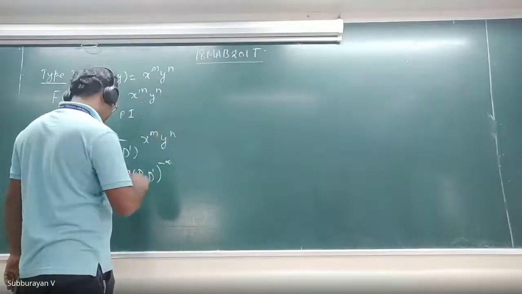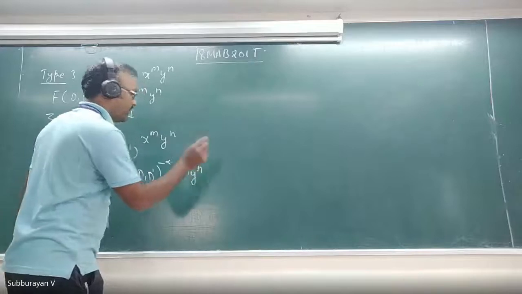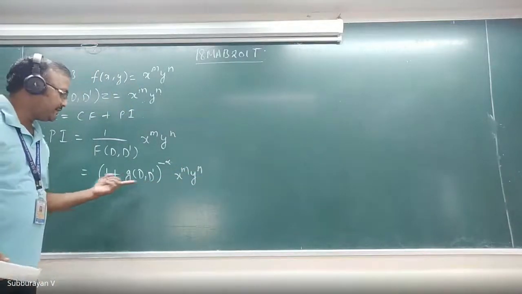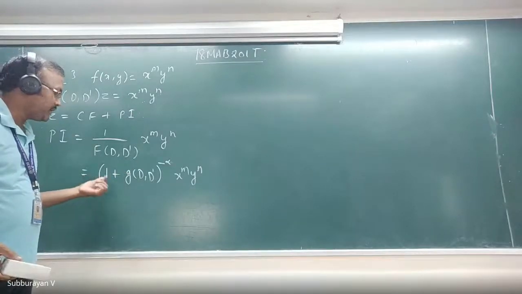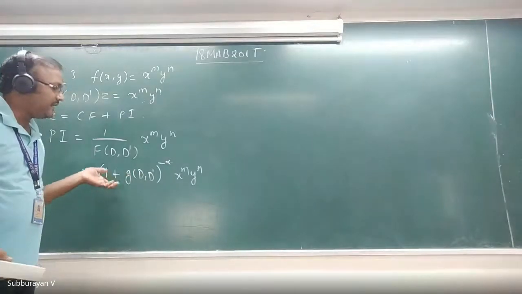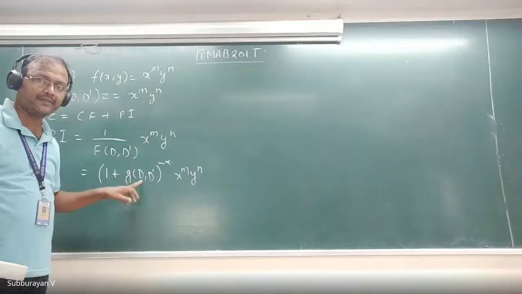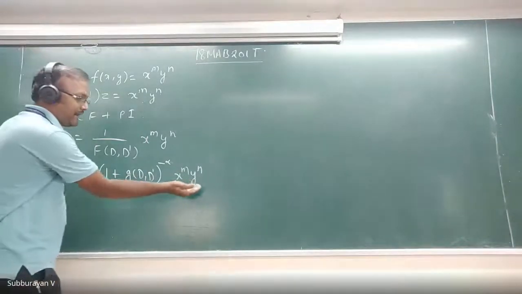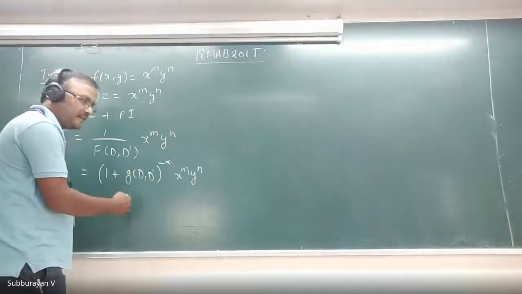minus alpha minus alpha into x power m into y power n form. Now, by using binomial series expansion, you can write this expression in ascending powers of d and d prime. Then multiply this function inside this series expansion and differentiate.